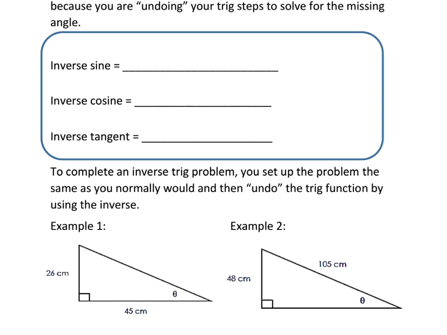So if it's inverse sine, it looks just like the lesson before. Sine, only it looks like a -1. That means inverse sine of O over H. That will give you the angle. So theta equals angle.